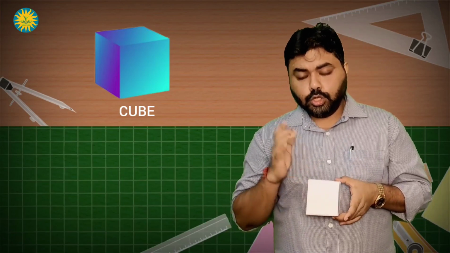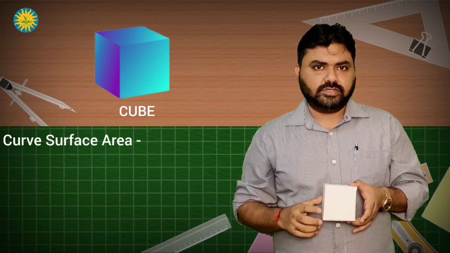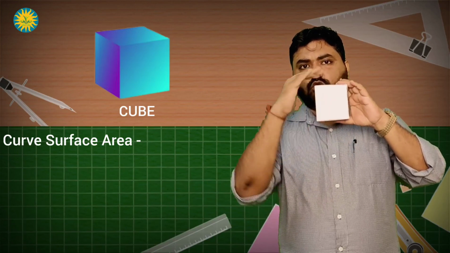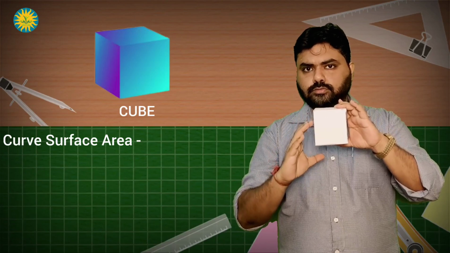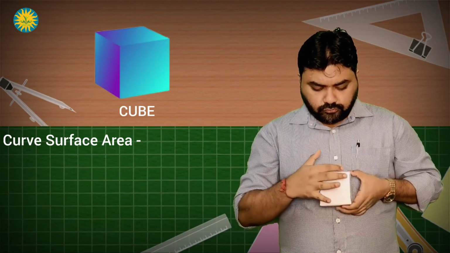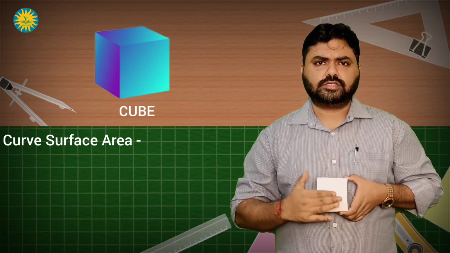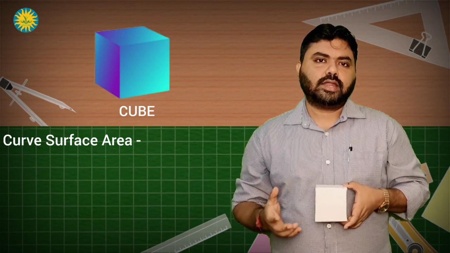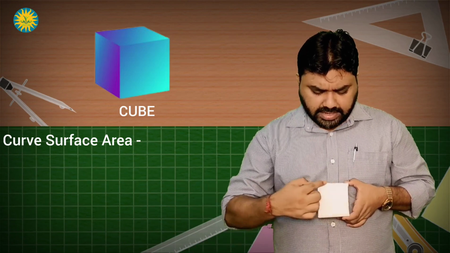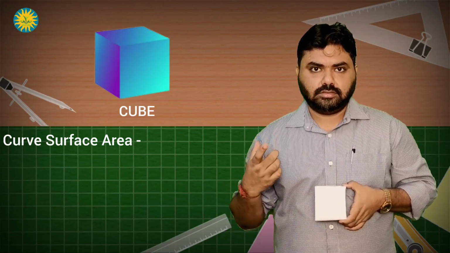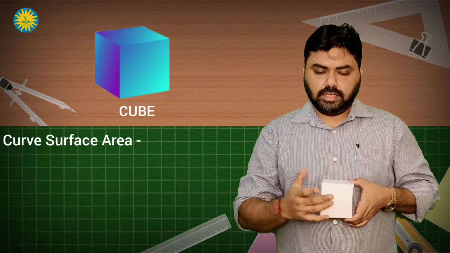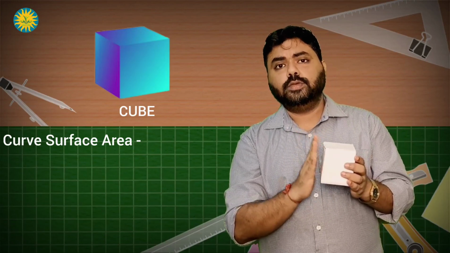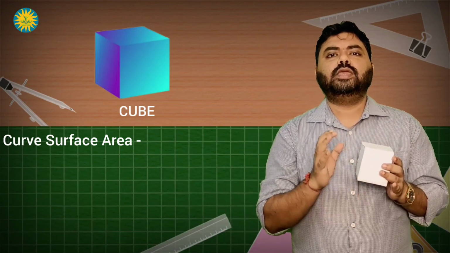Now similarly, to get the curved surface area or the lateral surface area, we have to find the area of these 4 surfaces, excluding the top and bottom surface. To find the area of this surface, we know each face of a cube is a square. We know the area of a square is side into side or length into length. Therefore the area of this face will be length into length, that is length square. Similarly, there are 4 equal surfaces, so each surface area will be L square.